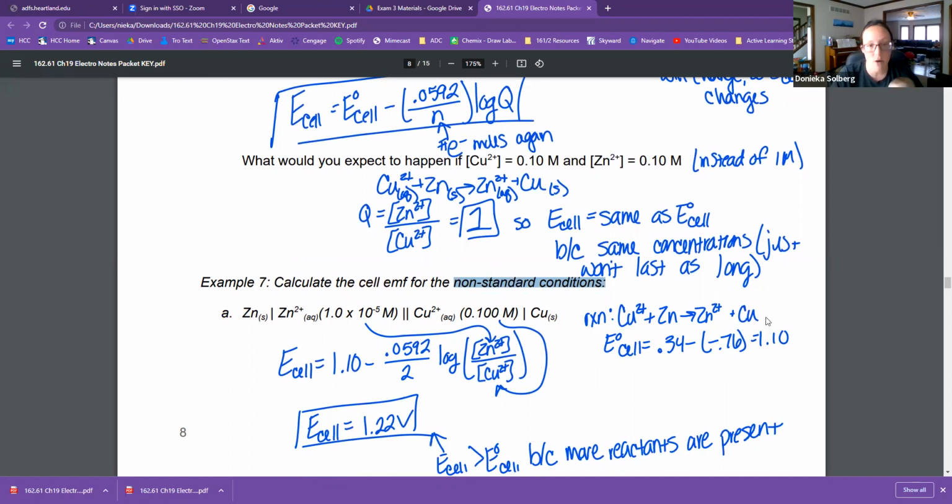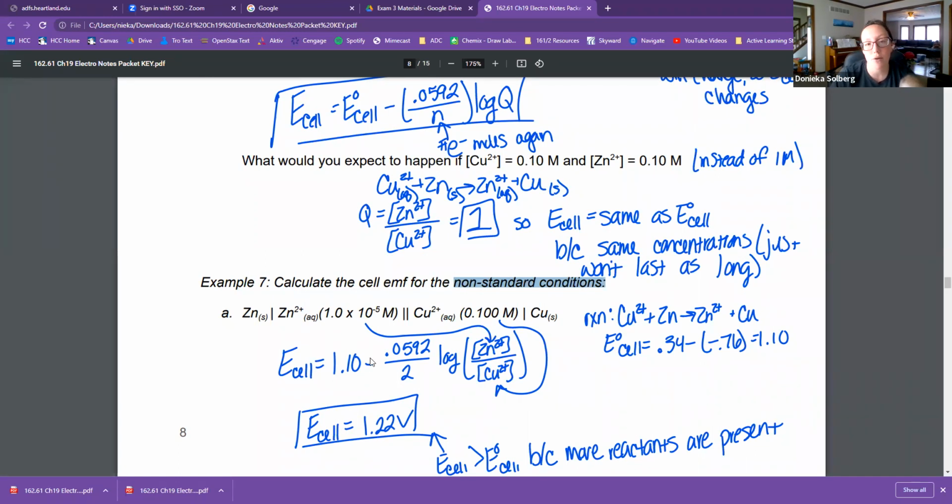I wrote out my equation to make sure I had a balance so I knew how many electrons were being transferred. That's going to be important. And I did cathode minus the anode, so the cathode being the one that is reduced. So what is that? Copper minus the one that is oxidized, which is zinc. So I get 1.10. So my E naught for this reaction is 1.10.